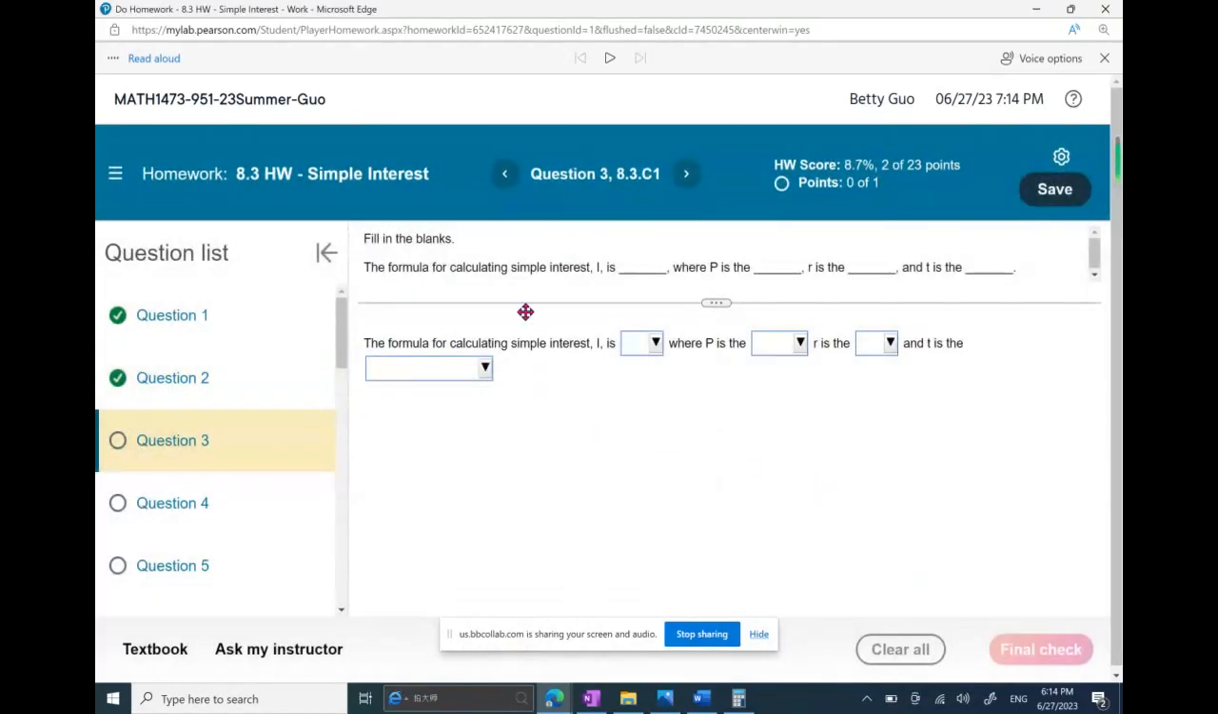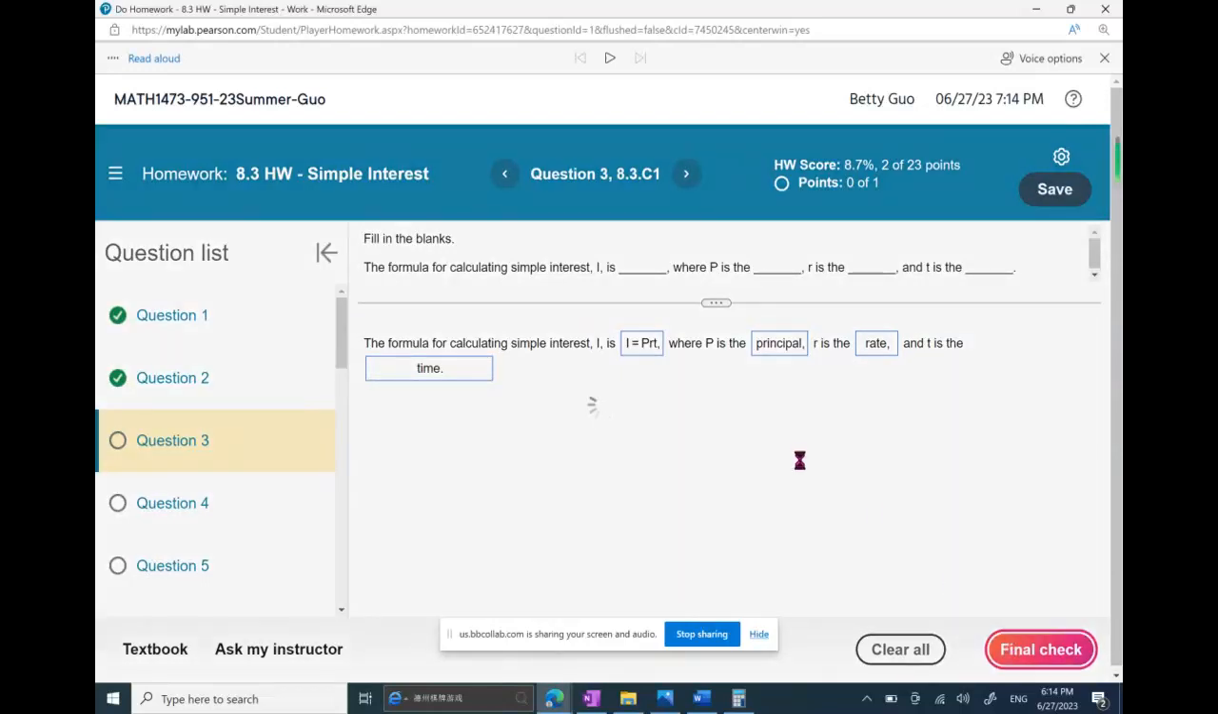Question number 3. The formula for calculating simple interest is P times R times T. We spent time earlier explaining the formula, right? Where P is the principal, R is the annual interest rate, T is the time in years.